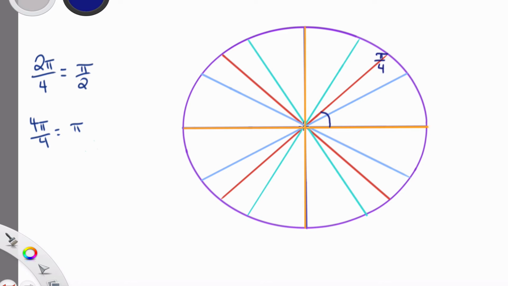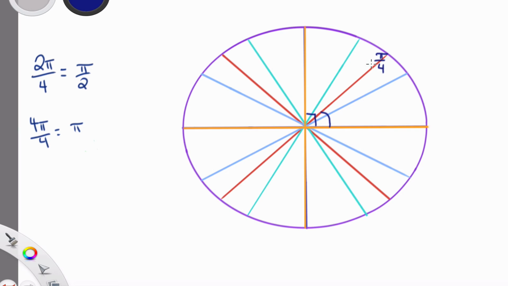The next one will be this right angle. Notice all of the warm colored angles will be multiples of pi over 4. The first one is this one whose terminal side is the red color. The second one is this one whose terminal side is the orange color. The third one is red, and then the next one is orange, and the next one is red, then orange, then red, then orange again.